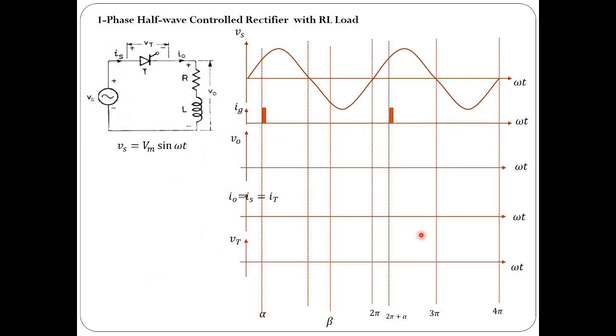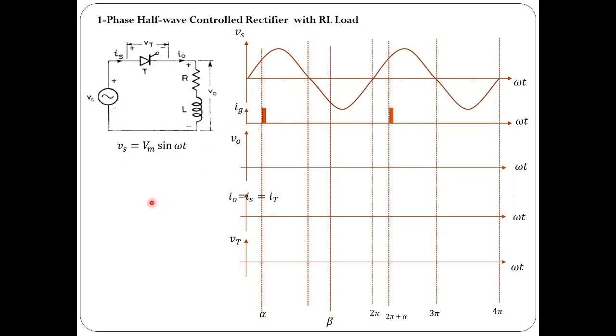Now next one. Let us see the operation with RL load, resistive plus inductive load, R and L in series. Voltage across this combination is known as V0, and current through resistance and inductance is same as I0. So current through load is same as current through thyristor is same as current through source. Voltage across thyristor with this polarity is Vt. Input voltage equal to Vm sin omega t is shown here with this kind of waveform.